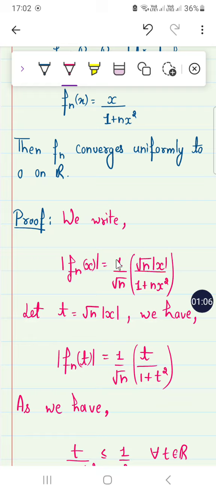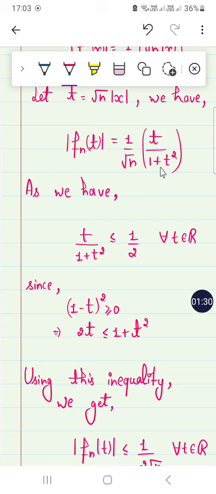We can introduce the term 1 over √n and multiply it by √n, then it will make sense. So taking t = √n x, it will form 1/√n, which is the constant term, so this can't affect, times t/(1 + t²), right? It will make t². As we have t/(1 + t²), it is bounded by 1/2.